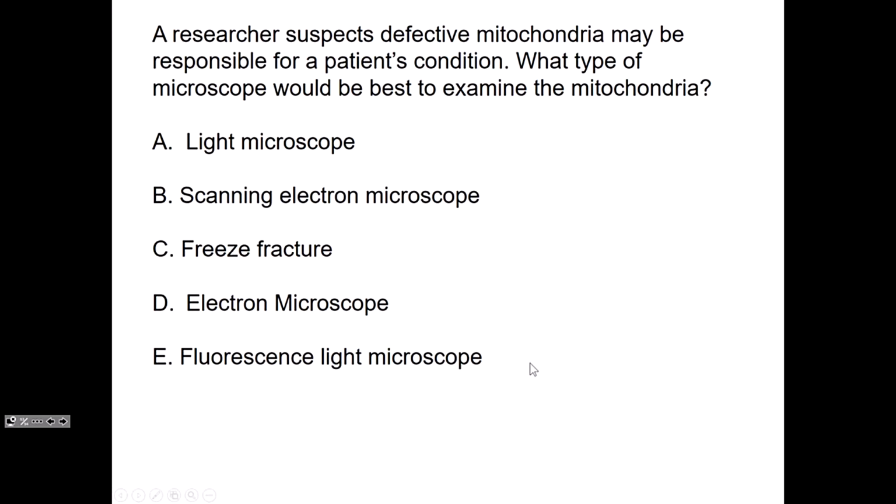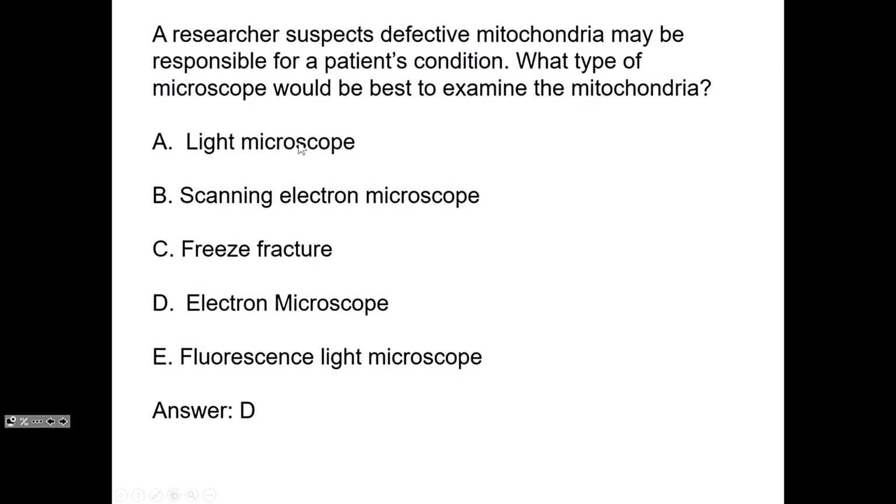Okay, I'll give you guys a minute or two to think about an answer. Okay, think about the level of resolution of structures that we discussed for the light microscope, the electron microscope, and the scanning electron microscope, as well as what freeze fracture was used for. And then the answer would be the electron microscope.